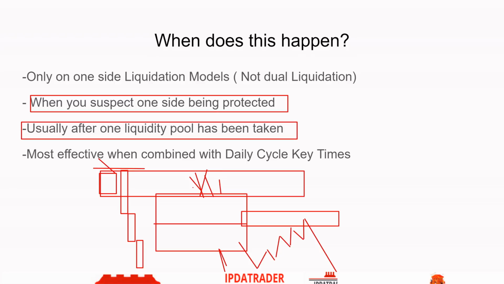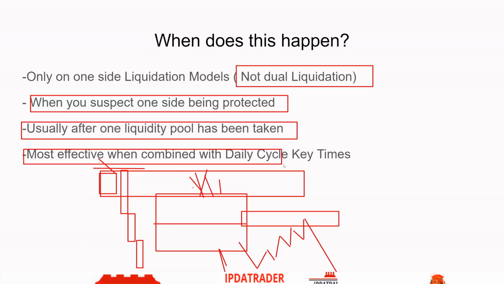But once again, I'd say about 70 to 80% of the days you will have the dual liquidation module where you have the Asian high and low both manipulated in a single day, right? So again, most effective when combined with daily cycle times, which for the members in the community, if you review the trading plan section, we have that idea covered very in depth, the different times, the different ideas that you can expect around those times, right?